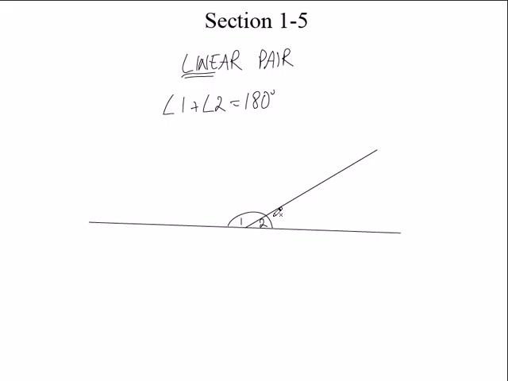Again, we're going to use that vocab in another chapter. I'm going to say, here's a linear pair.